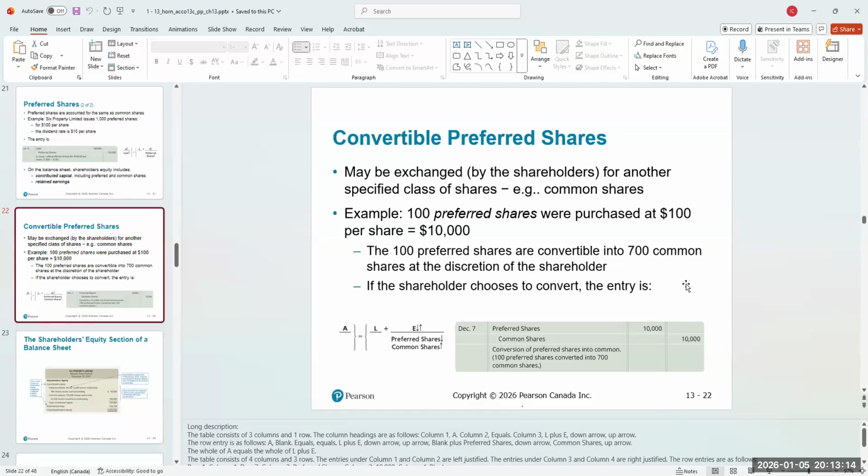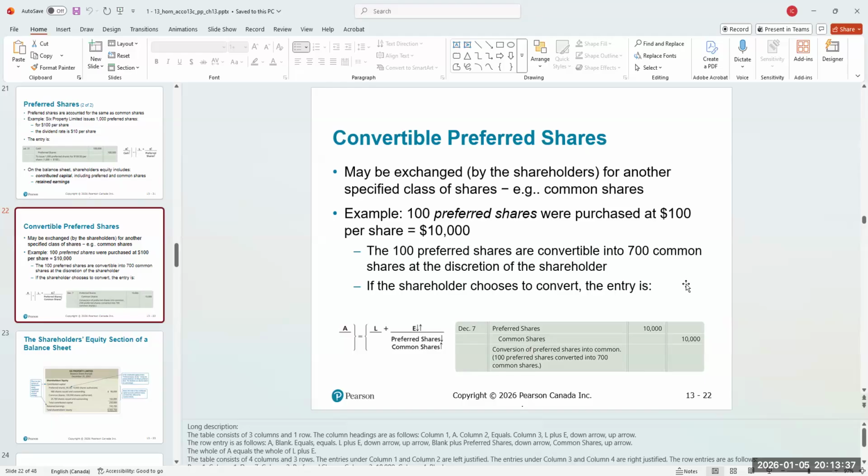Let's see now what convertible shares are. Convertible means they can be switched from one to another. I can exchange one type of classified shares for another. So basically, preferred shares, the only option that they have for conversion is to be converted into common shares.